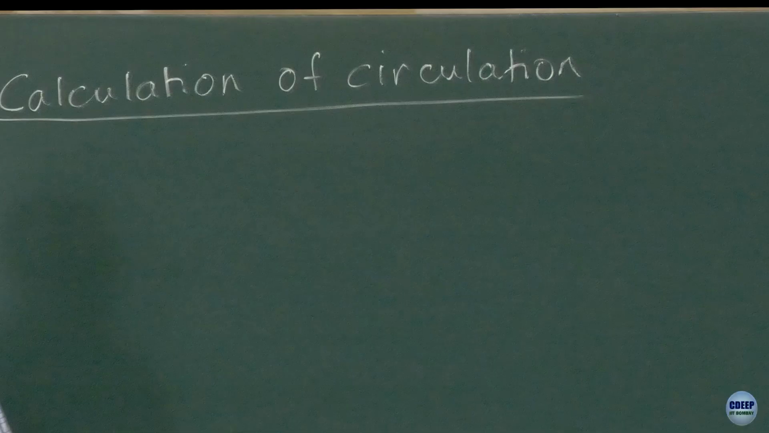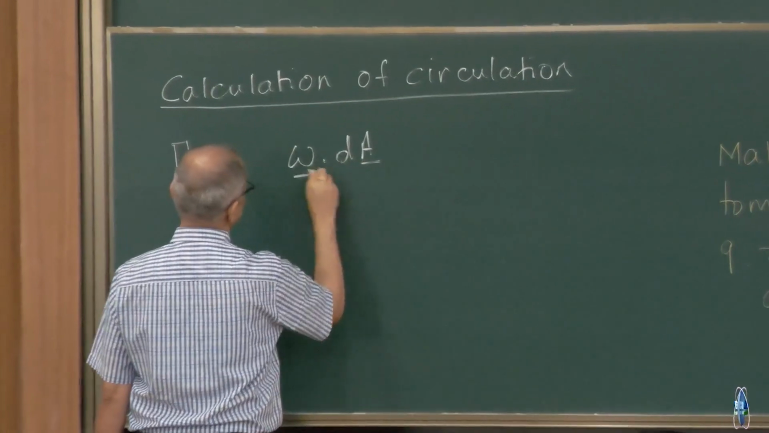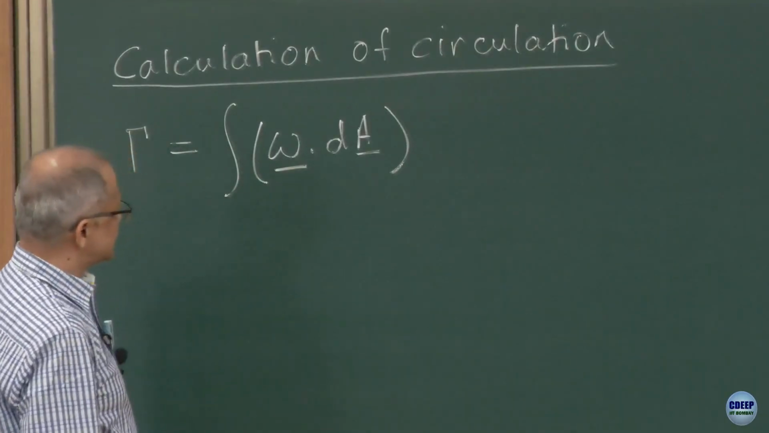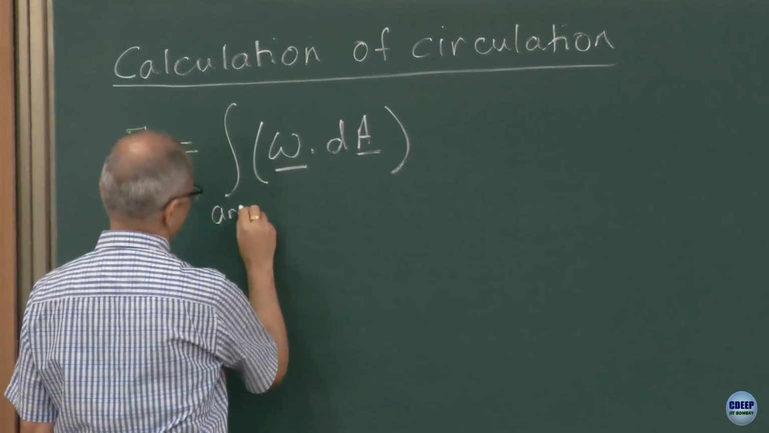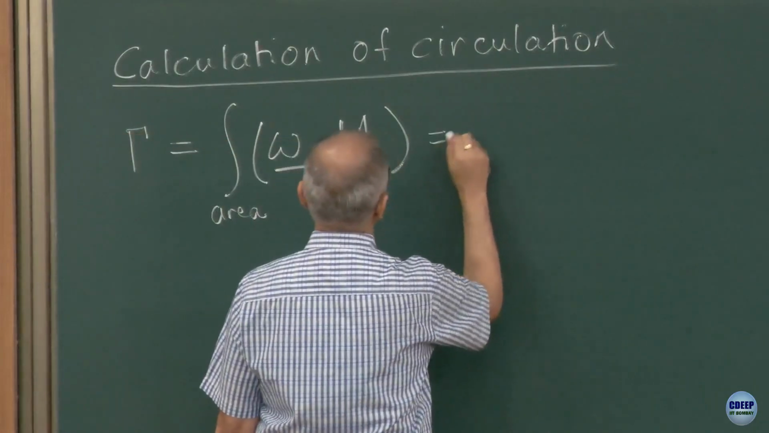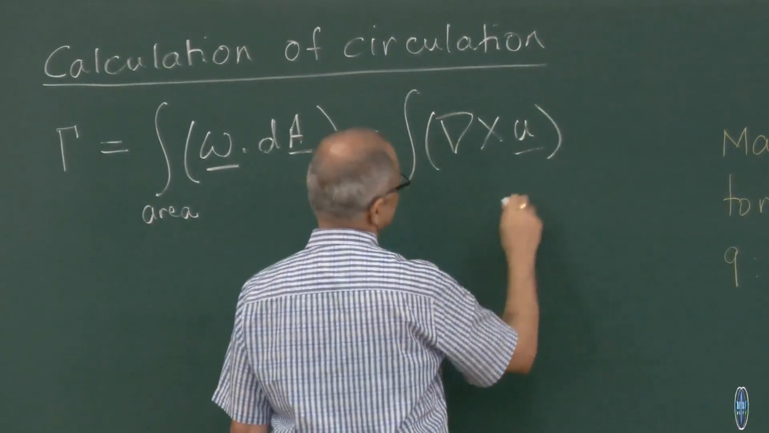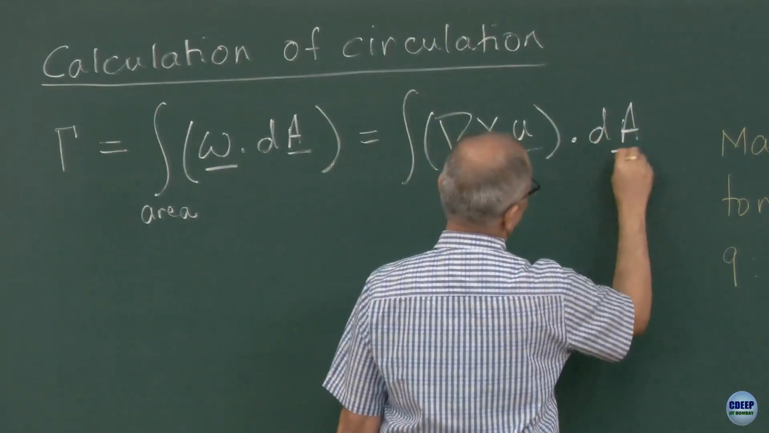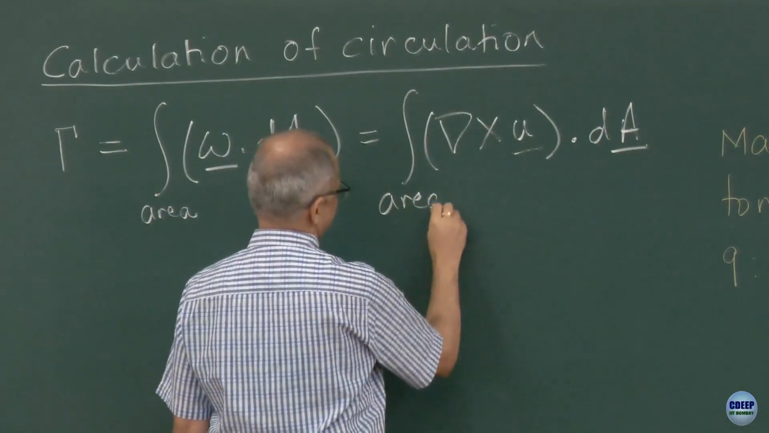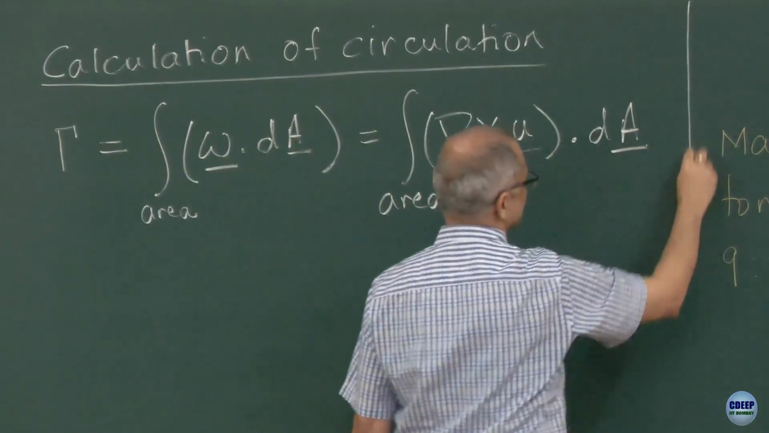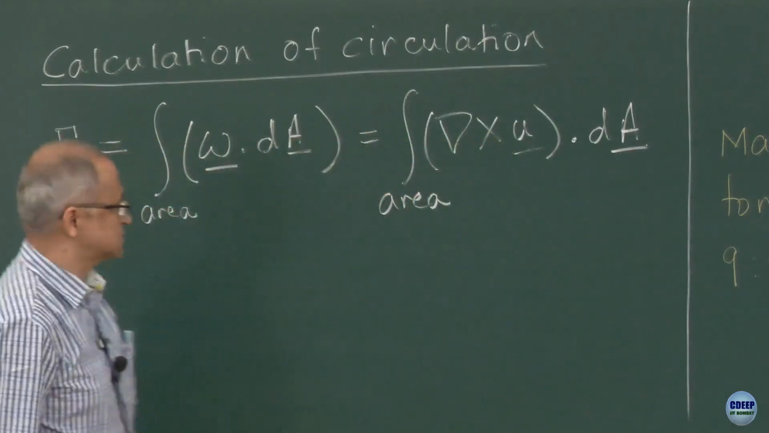So we said that if you are looking at circulation gamma, then gamma is defined as omega dot d area. This is over an area that is of interest to us. And we have seen that vorticity is nothing but the curl of velocity. Between these two, we have not really done too much other than to use the definition of vorticity and write it as a curl of velocity.